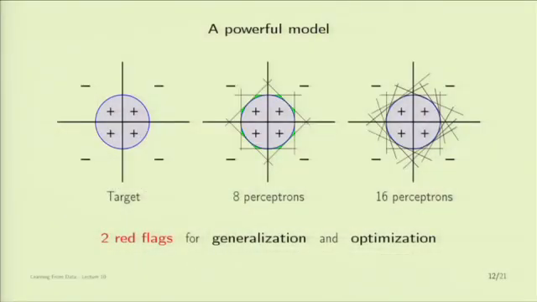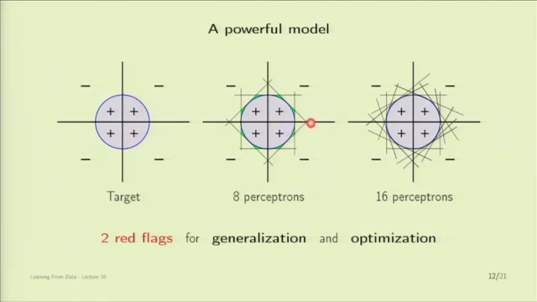Could you go back to slide 12? There. So if you could review the two red flags for generalization and optimization. Okay, so the top part of the figure showed that we are dealing with a sophisticated model, because in spite of the fact that the unit of it is linear, the perceptron, you can implement a circle just for illustration. You can implement a pretty difficult surface by combining those units, okay?